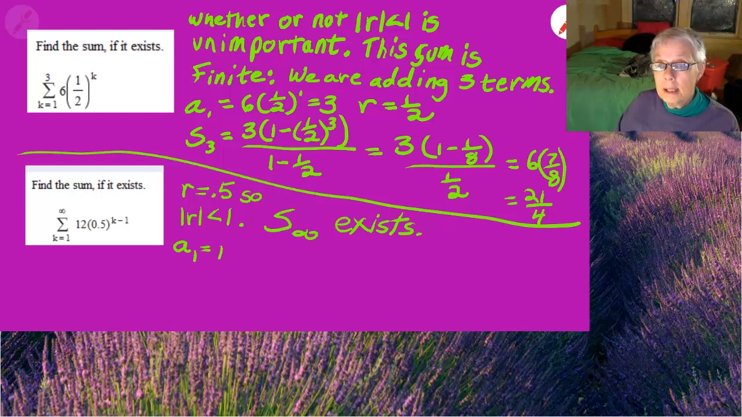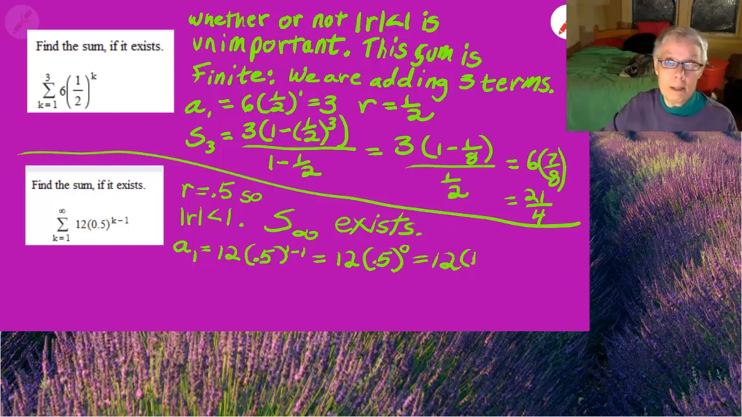A1 is going to be 12 times 0.5 to the 1 minus 1 power, well, that's 0, isn't it? So we're going to have 12 times 0.5 to the 0 power. 0.5 to the 0 power is what? It's 1. Anything to the 0 power is 1. So our first term is going to be 12.